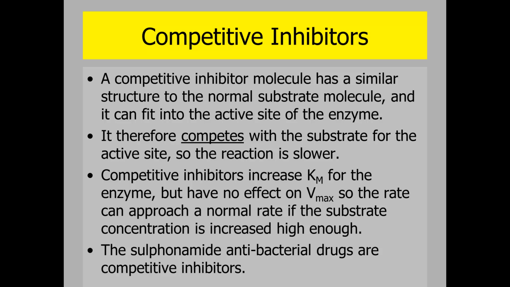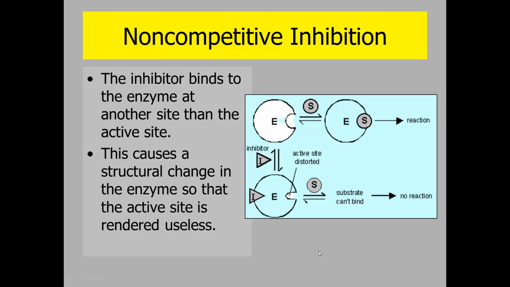So an example of a competitive inhibitor that's used as a drug is the sulfonamide antibacterial drugs. So if you have enough inhibitor, they're effective. If the substrate concentration is higher, then the antibacterial drug will not be as effective. So that's one downside to the competitive inhibitor process.